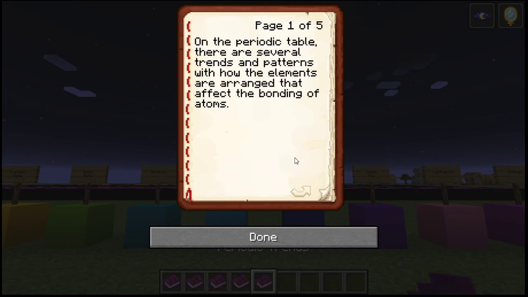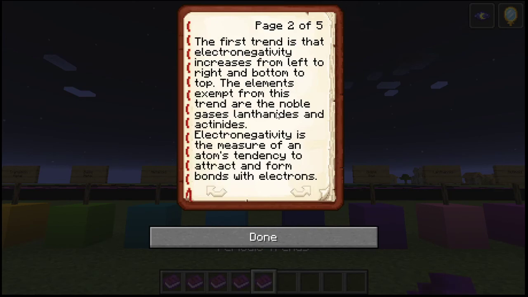On the periodic table, there are several trends and patterns of how the elements are arranged that affect the bonding of atoms. The first trend is that electronegativity increases from left to right and bottom to top. The elements exempt from this trend are noble gases, lanthanides and actinides. Electronegativity is a measure of an atom's tendency to attract and form bonds with electrons.